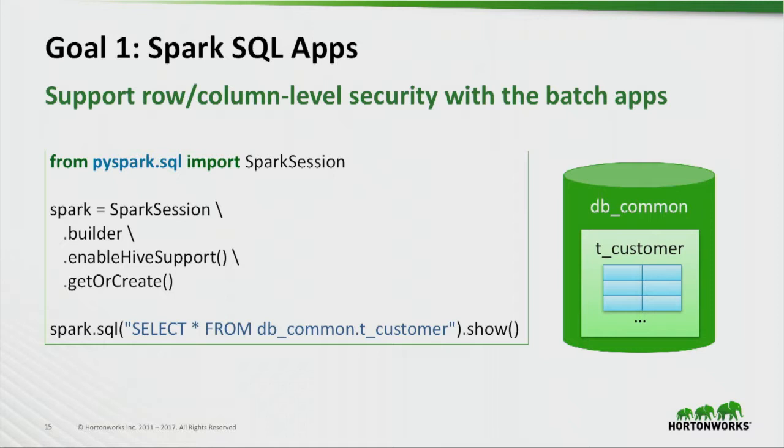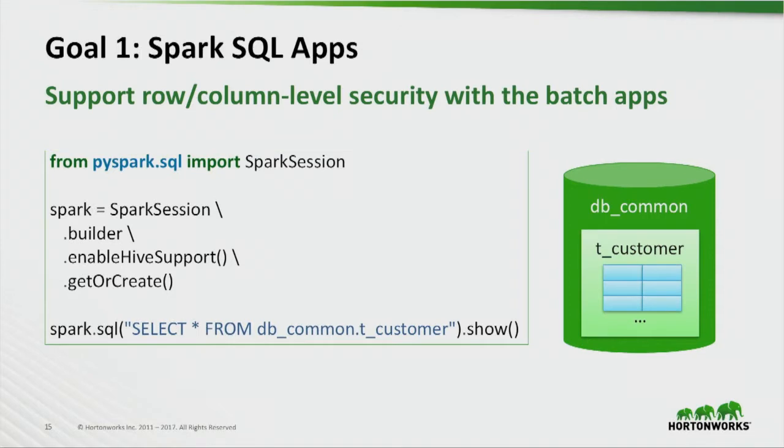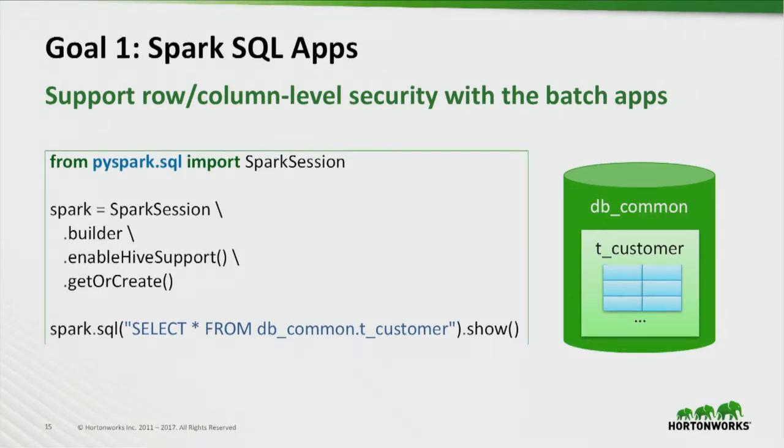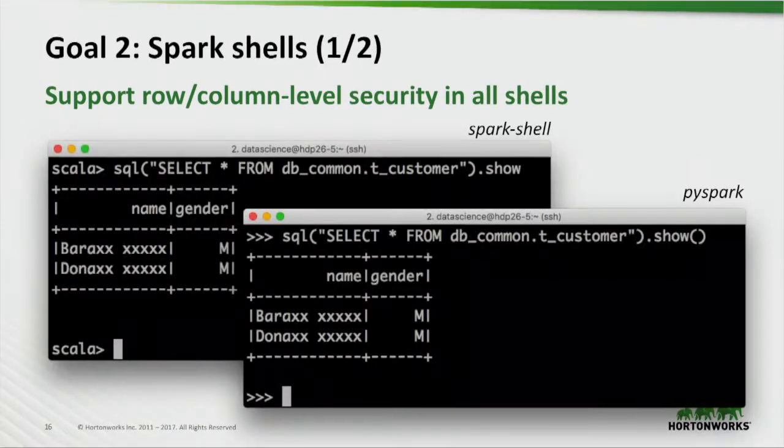Here is a Python Spark app that uses a Spark session and SQL. It tries to access the table t_customer inside the DB. What we aim for is, without changing this app and without changing this database, to just provide the security, row and column level security. In this case, this is a batch app.